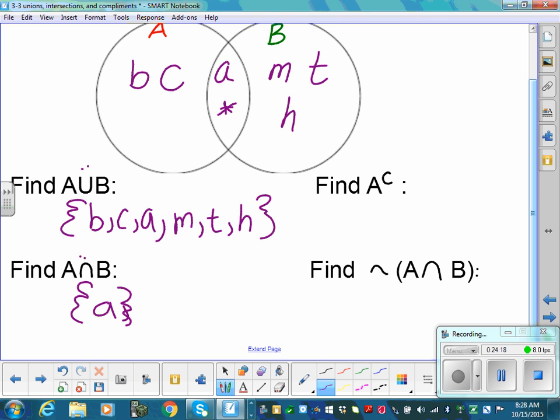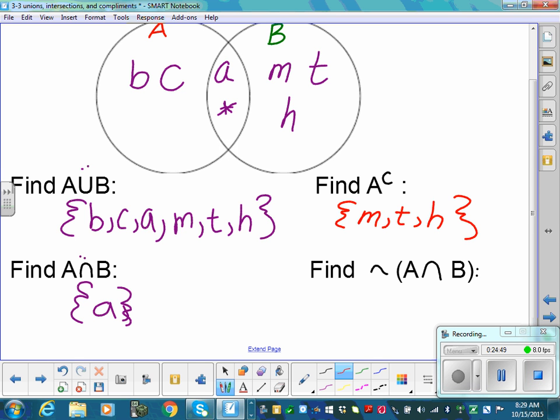All right, now let's find A complement. A complement, remember, that means everything not in A. So is B in A? Is C in A? Is A in A? Yes, right? So what are all the things that are not in A? M, T, H, very good. Any questions on that? Not too bad, right? Now that you know what you're doing.